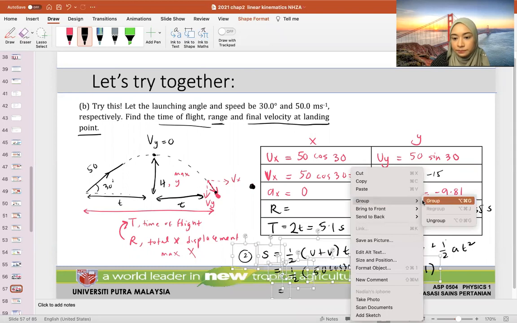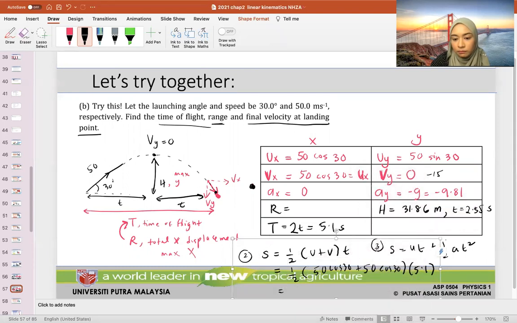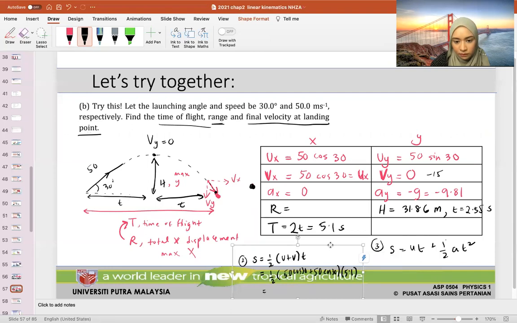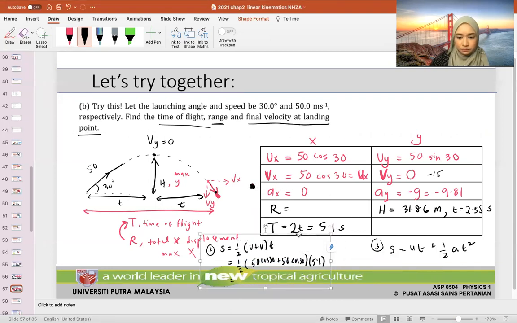So what's the answer? So yang ni 2, tak boleh buang dah. 50 cosine 30 times 5.1. So I get 220.84. Sama tak? 220.8. Sama. So let's try this one.